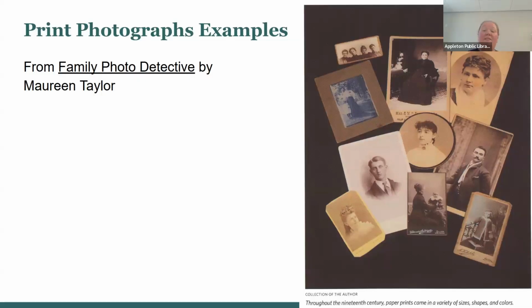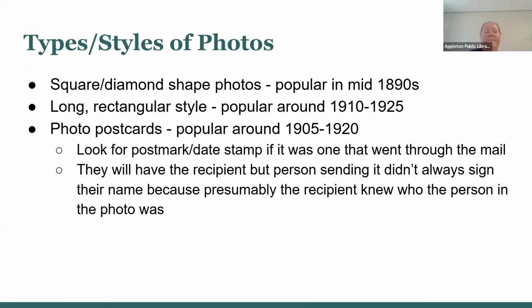Here's just an example of some of the various types and sizes that you can see throughout the 19th century. There are circle ones, square ones, rectangular ones, different colors, different matting, all kinds of different variety. Another one that's popular in that mid-1890s period are square or diamond-shaped photos. So they're a little bit more easily recognizable just on their shape. You also have the long rectangular style that are more popular around 1910 to 1925.